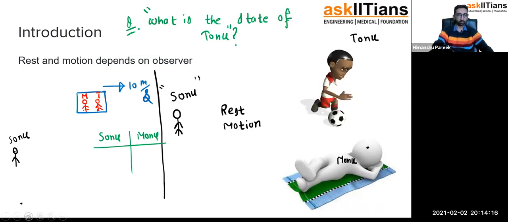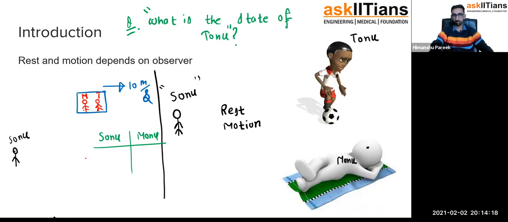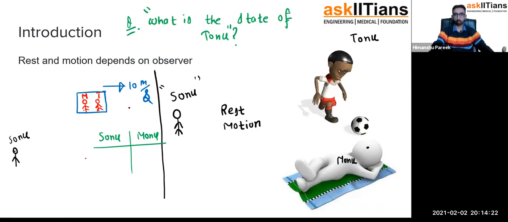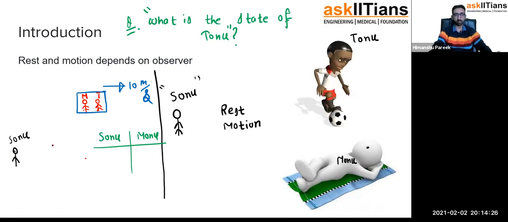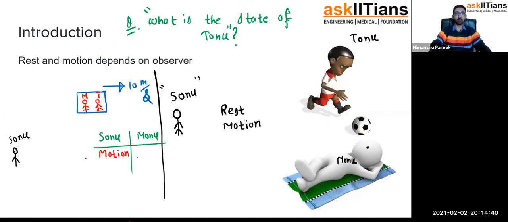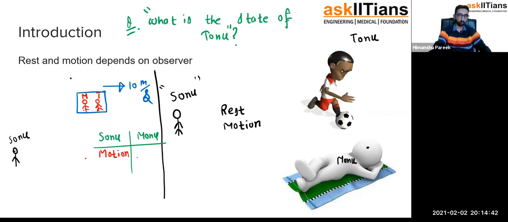So first of all, I ask Sonu the state of Tonu. That's the question. What is the state of Tonu? First of all, I am asking Sonu. What would he answer? I hope you all think the same way. He would say that Tonu is in motion. Exactly. Now, the blue colored thing is a car.